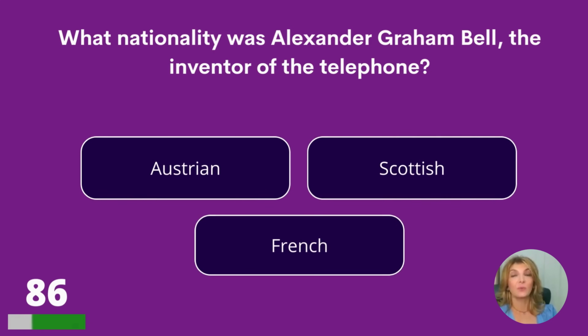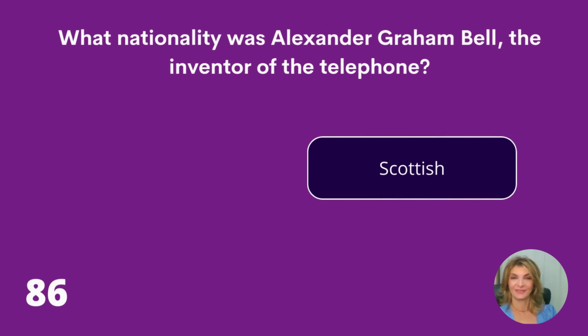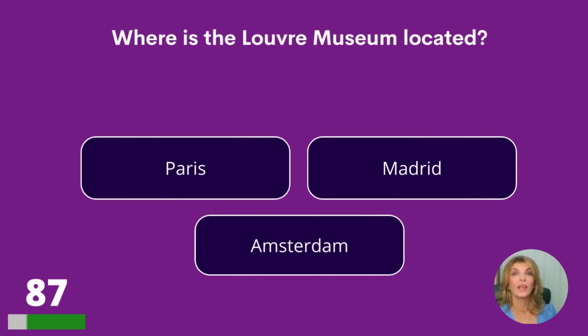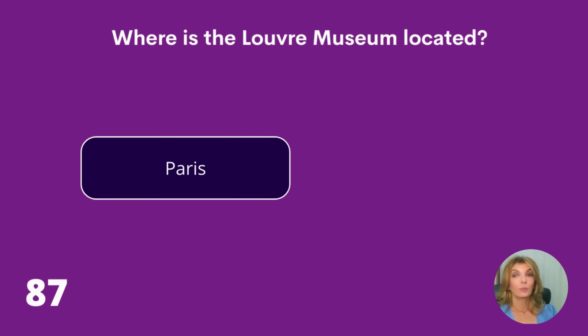What nationality was Alexander Graham Bell, the inventor of the telephone? Austrian, Scottish, or French? Scottish. Where is the Louvre Museum located? Paris, Madrid, or Amsterdam? Paris.